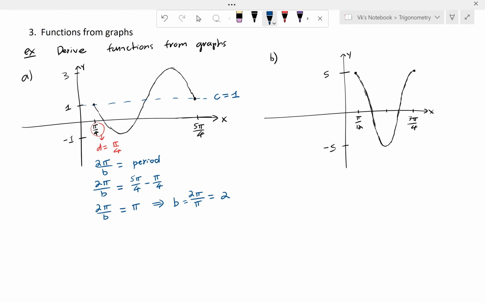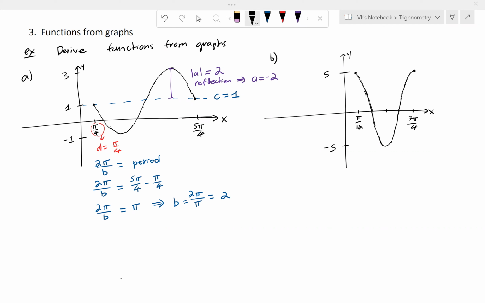Next step is we just have to figure out A. The amplitude is the distance from the middle of the graph to the top or to the bottom. So this tells us that absolute value A equal 2. We see that that is the reflection of the graph of sine. So reflection tells us that A is -2. That is it. We have all the information here.